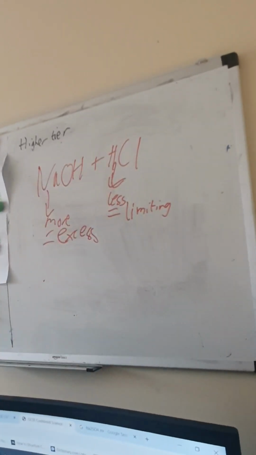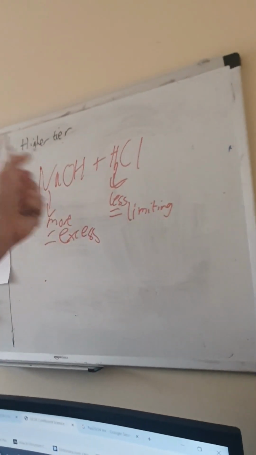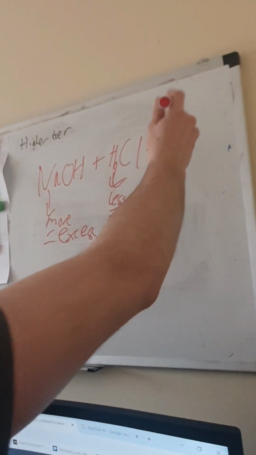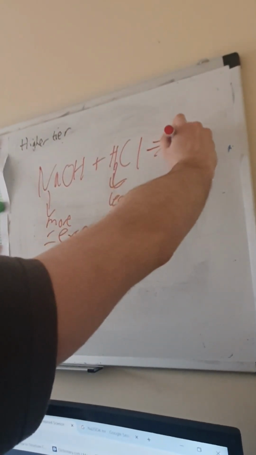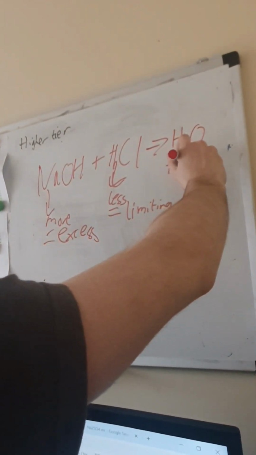And it's limiting because there's not enough of this. This has all been used up. It's been reacted to create your product. So there's not enough hydrochloric acid, but there's more sodium hydroxide. So sodium hydroxide and hydrochloric acid, they make, come on, say it with me. I've been saying it throughout the whole time. Water and sodium chloride.